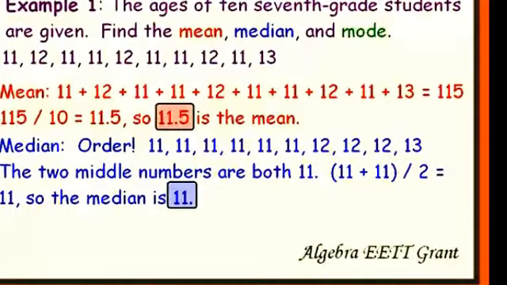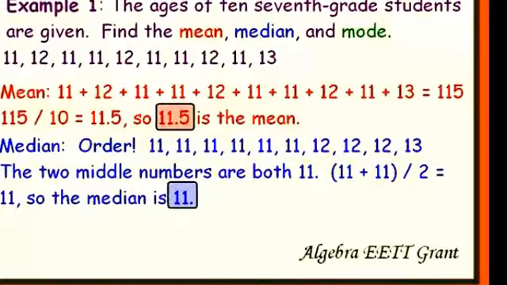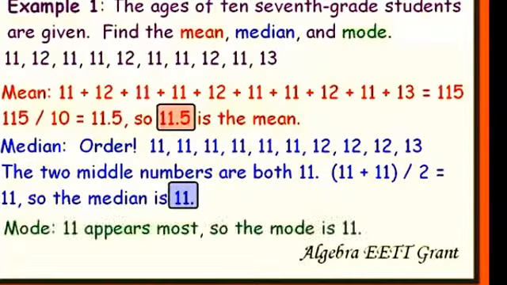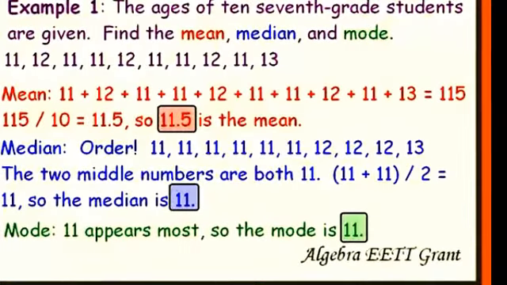Now our last answer is the mode, and the mode is the number that occurs the most often. Again, order is important on the mode. So if we look at our set in order, just like we did with the median, what number occurs the most? Well, it's 11 that occurs the most. So that is our mode.